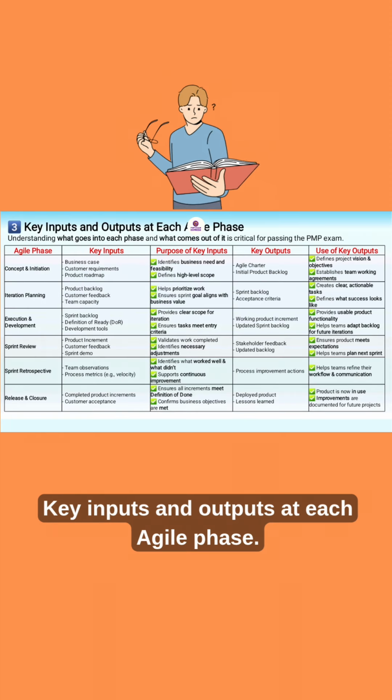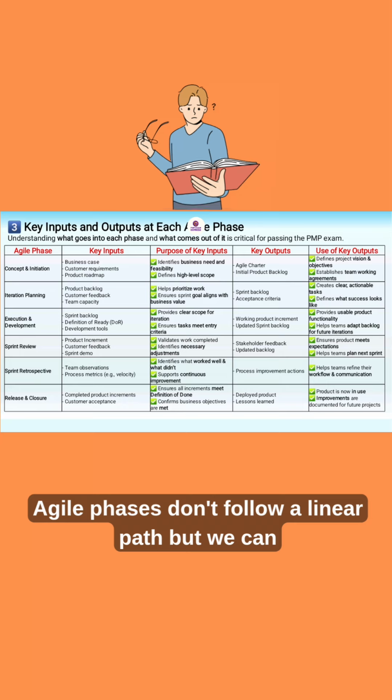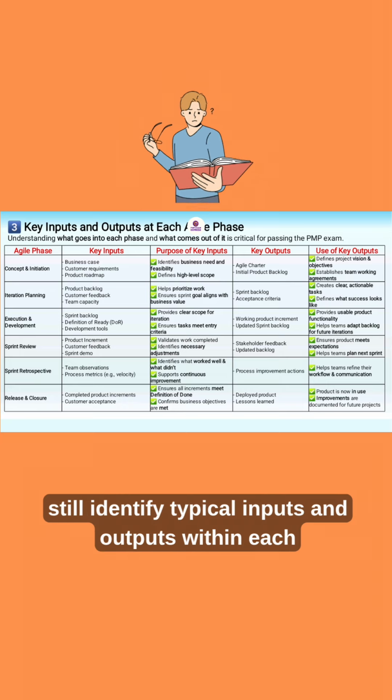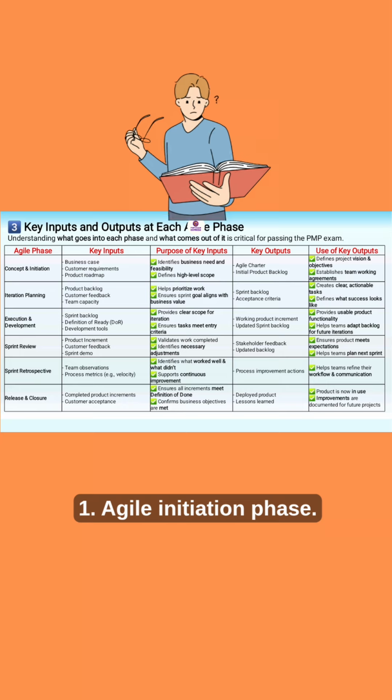Section 3. Key inputs and outputs at each Agile phase. Agile phases don't follow a linear path, but we can still identify typical inputs and outputs within each cycle or iteration. 1. Agile initiation phase.